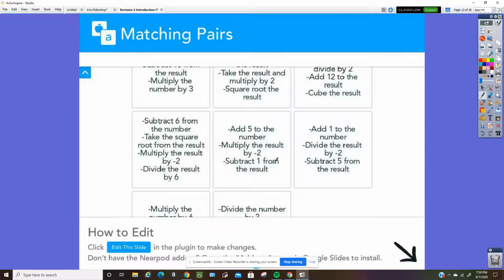The last thing you did was subtract 1, so the first thing you're going to do is add 1, and then since you multiply by -2, you're going to do the inverse, divide by -2. And this one was the first thing you did, so the last thing you do here is subtract 5, the inverse of adding 5. So these two match up here.